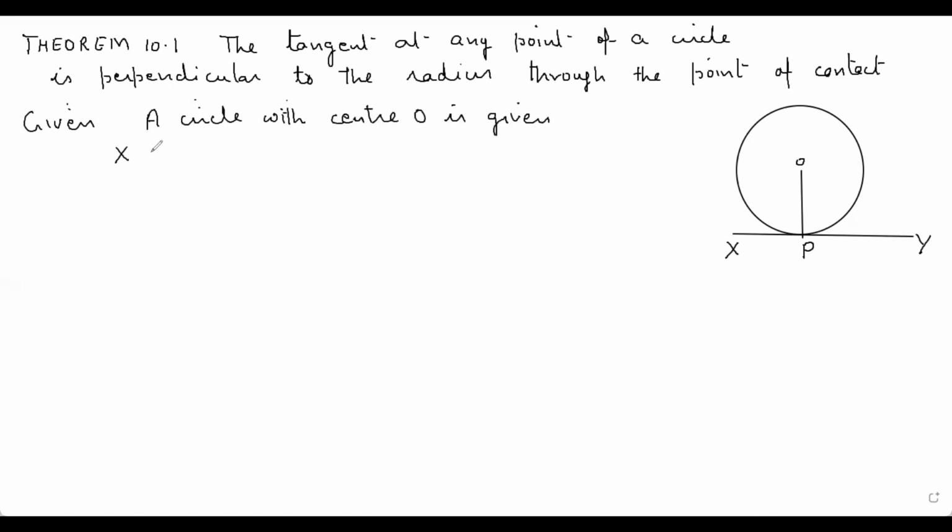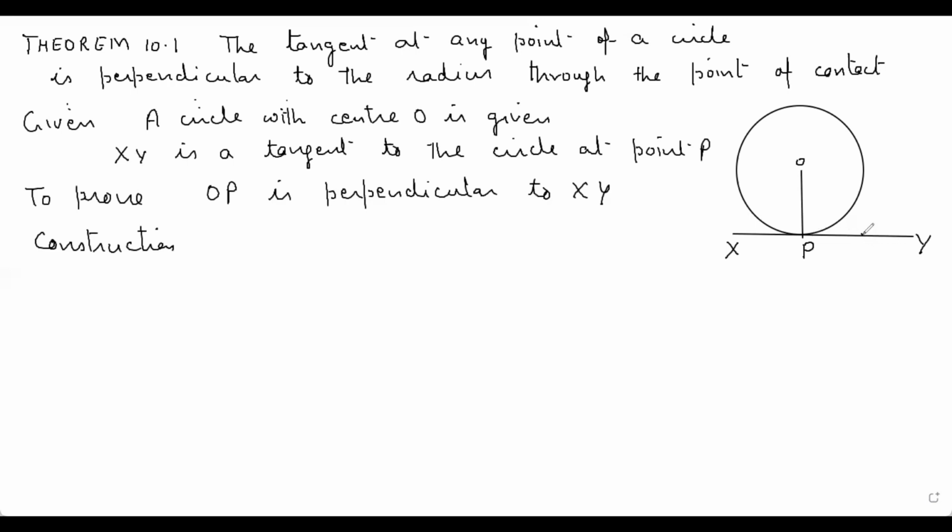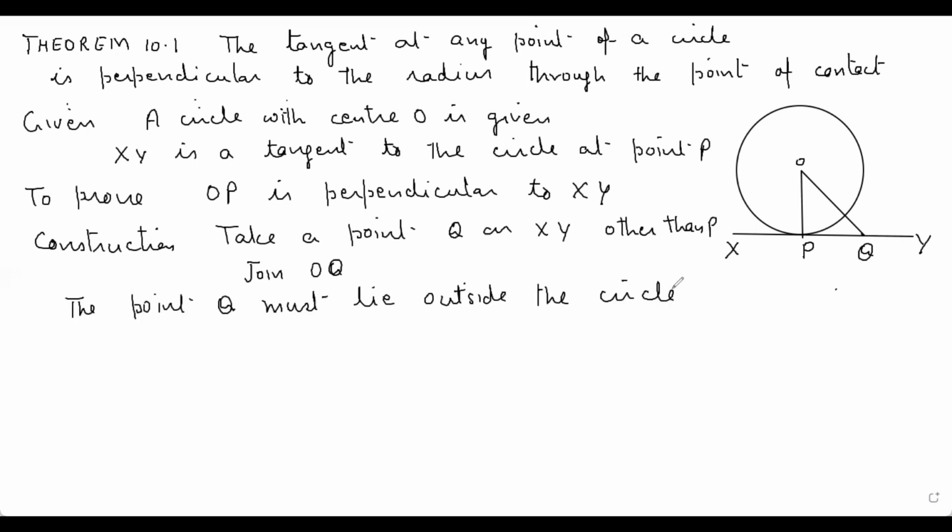XY is a tangent to the circle at the point P. To prove OP is perpendicular to XY, take a point Q on XY other than P and join OQ. The point Q must lie outside the circle. Why so? Because if Q lies inside the circle, then XY becomes a secant and not a tangent to the circle.